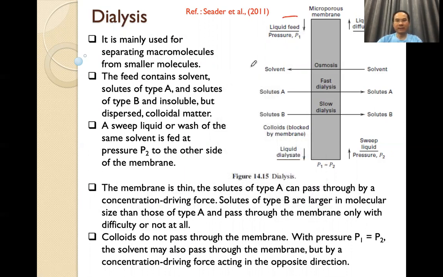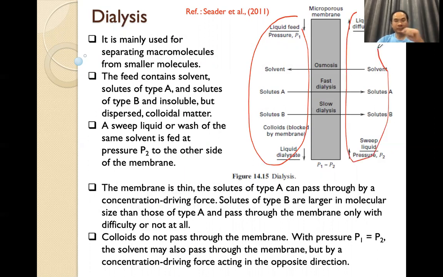This is the feed side, and this is the permeate side. The feed side contains solvent, solute A, and solute B. In this case, solute A mostly passes through the membrane, and solute B is hard to pass through the membrane, and colloid also cannot pass through the membrane. We can use it to separate a mixture of solutes. Solute B also passes through the membrane, but it is a slow dialysis. For the fast dialysis, it is solute A.